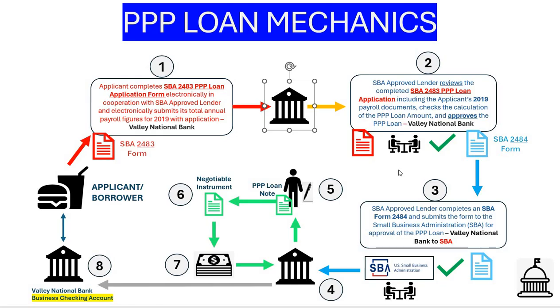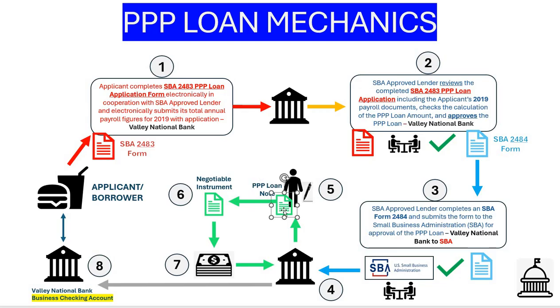It agrees that if the borrower cannot repay the PPP loan, or if the borrower cannot manage to get the PPP loan forgiven, the SBA will kick in, the insurance will kick in, and it will pay the bank. The SBA will pay the bank. So once this is approved by the SBA, the 2484 form is electronically submitted back to the lender. The lender, the bank, now creates another document, a PPP loan note.